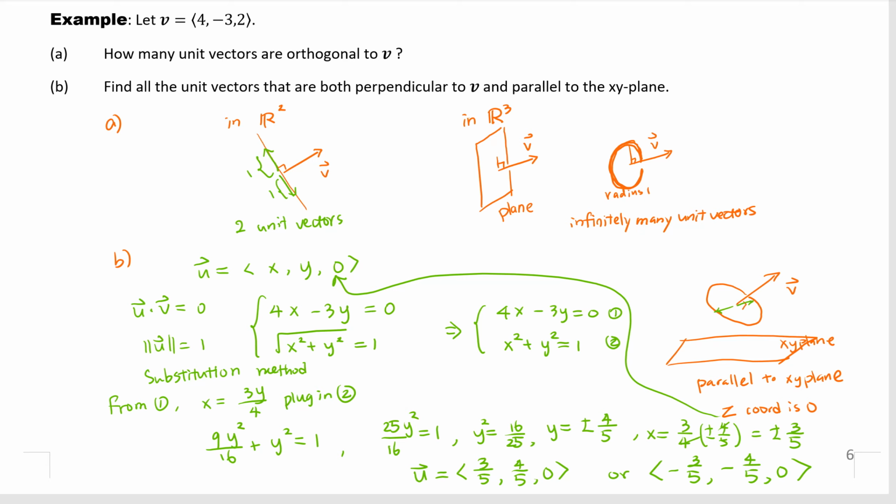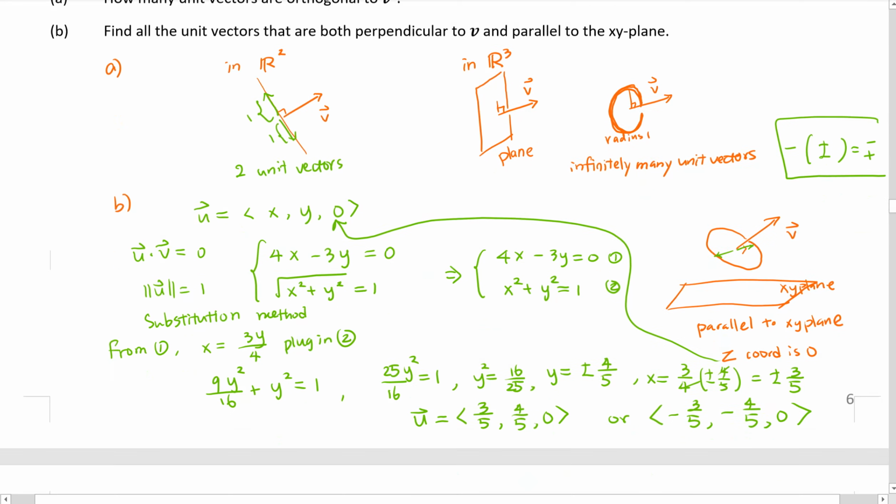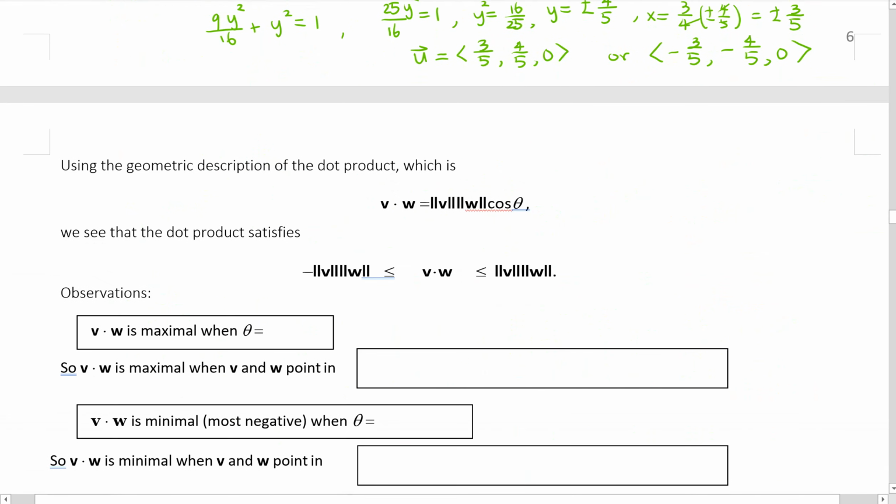Okay, so here be careful: if you multiply the number by a negative number, so plus or minus, when you multiply by a negative number, it becomes minus plus. So be careful of that. But just in this case, the x coordinate and y coordinate are either both positive or both negative. Okay, so those are the two unit vectors. They are both perpendicular to V and parallel to the xy plane. Okay, let's continue.